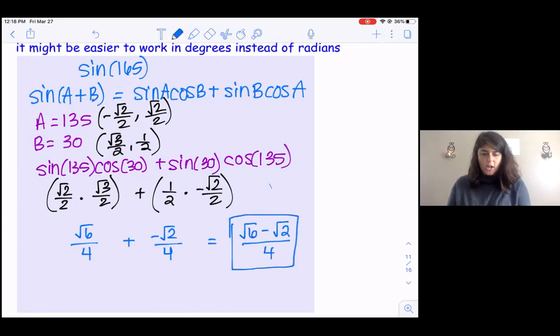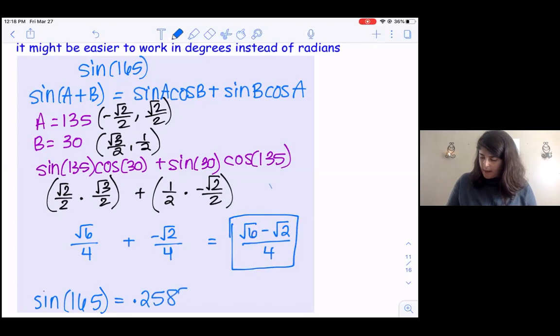Again, I can check on my calculator. If I do sine of 165, I get 0.2588. This is actually the same exact answer as the other one, and that is perfectly fine. So I hope that helps.